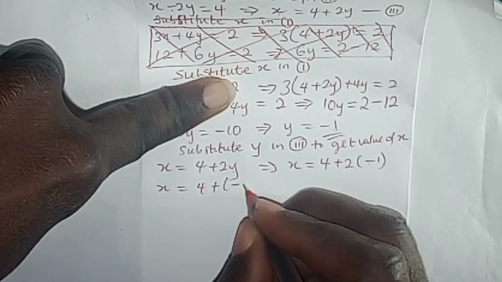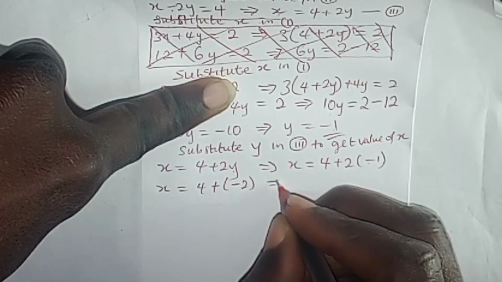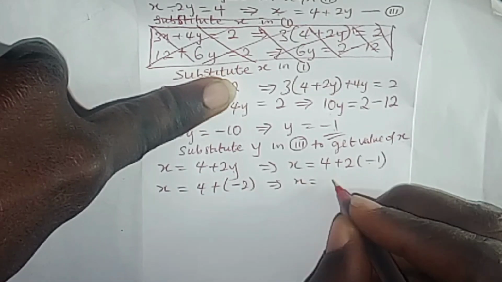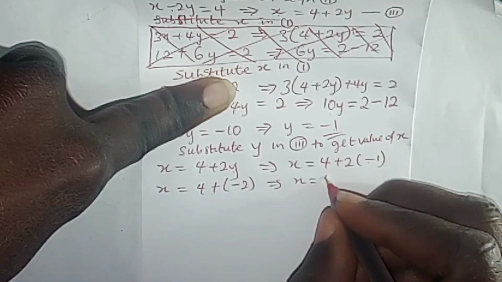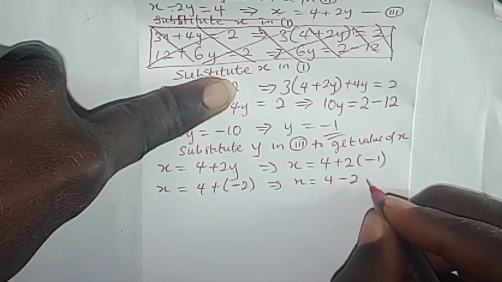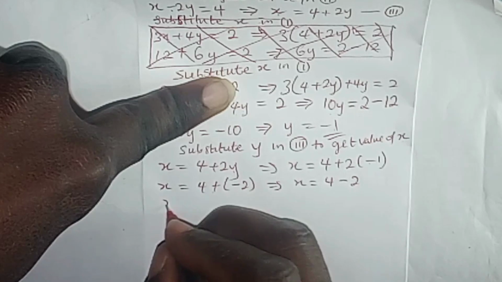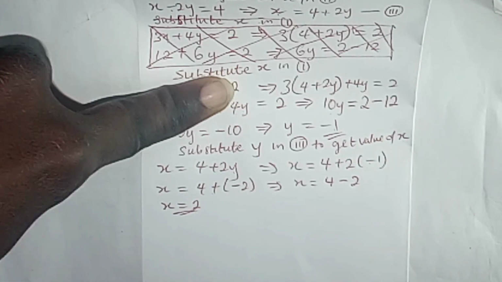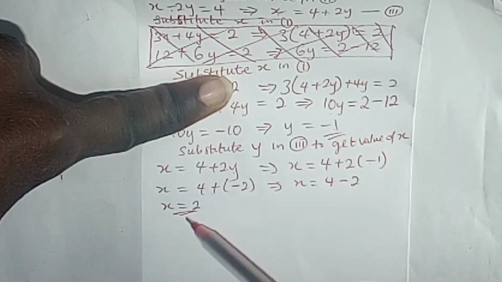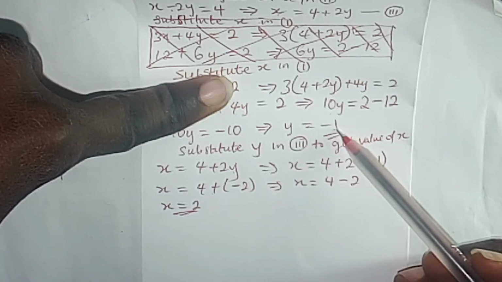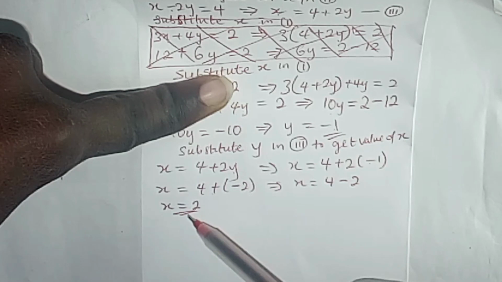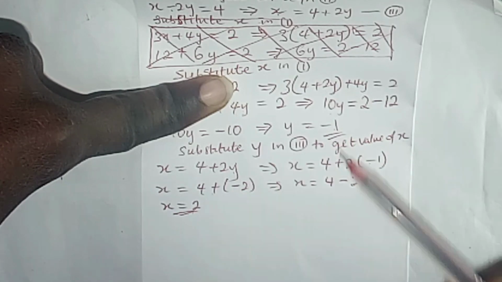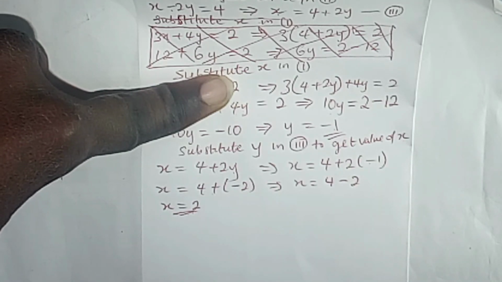That is going to be -2 here, which implies that x is equal to 4 minus 2. This shows that x is equal to 2. That is, this is the value of x. Therefore, now we determine the value of x and the value of y, as x is the same thing as 2 and y is the same thing as -1.